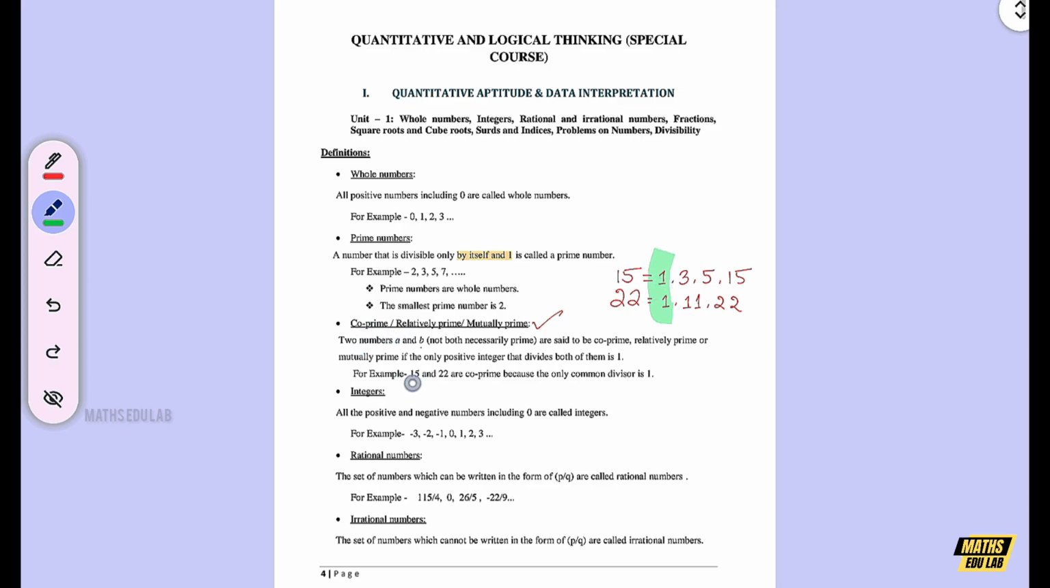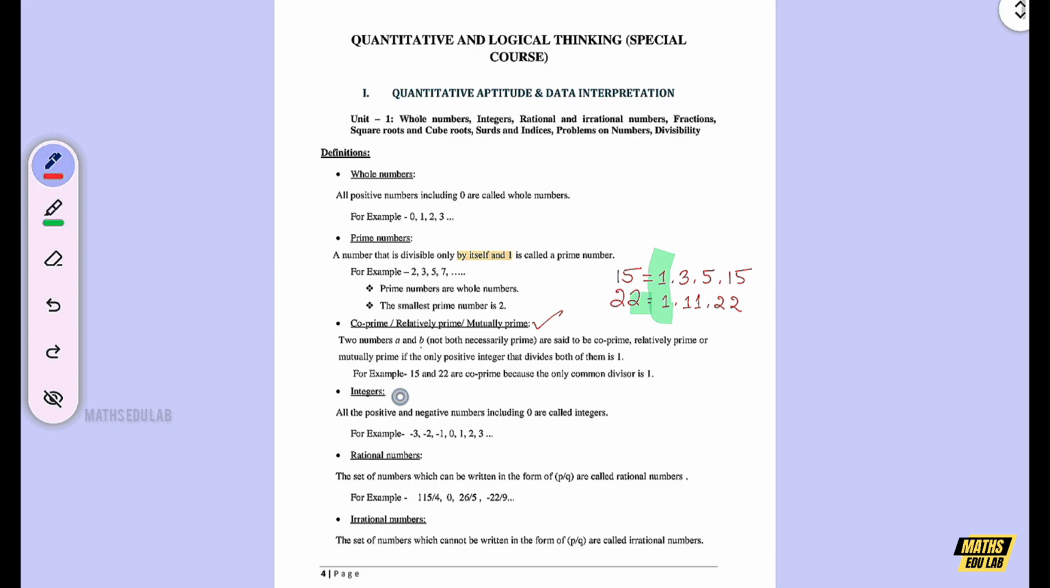See here, it is given 15 and 22 are co-prime because the only common divisor is 1. If you see, the other divisors are not present here; if others were also present, that would not be called co-prime. Here only 1 is present as the common one. So that's why 15 and 22 are both considered co-prime numbers.